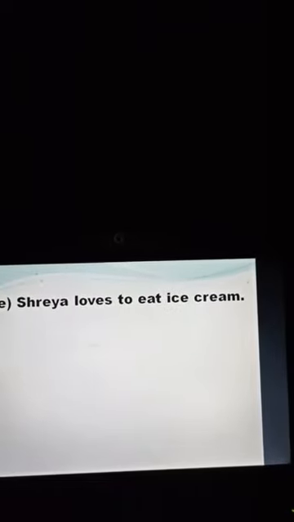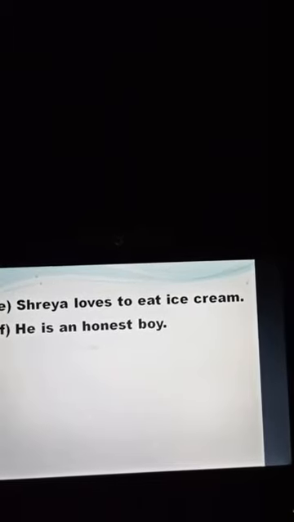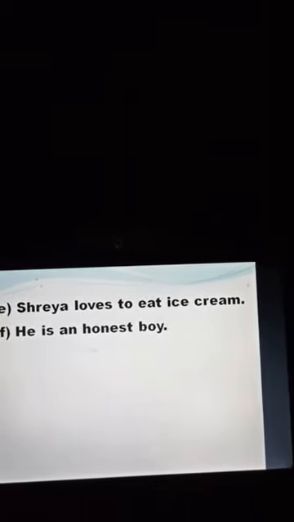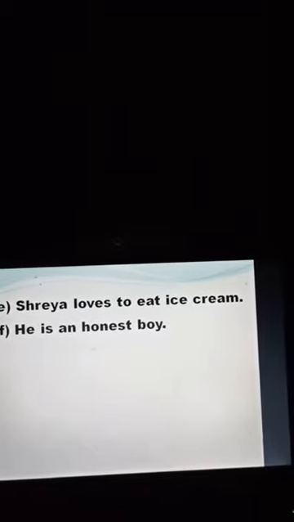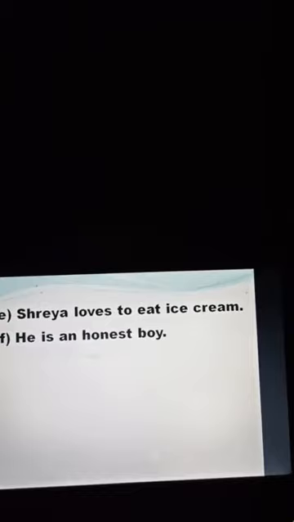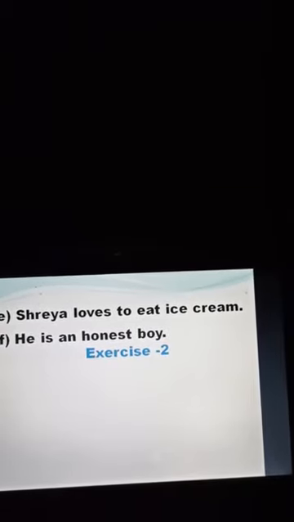Shreya loves to eat ice cream. He is an honest boy. In all the sentences, you have to underline and write S for subject and P for predicate. Now the exercise 2 is also there.